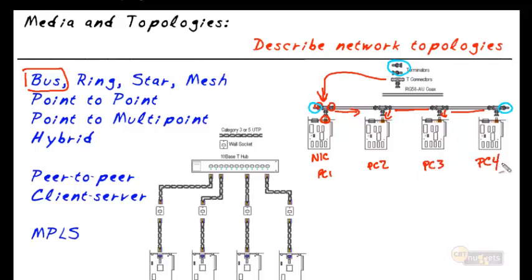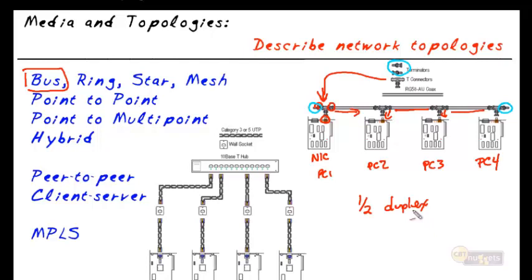Okay, so here are our PCs. Because we're sharing this common network, we're going to operate in something called half duplex. That means that only one person can speak at a time. Why? Because if two people spoke at the same exact time, their signals would run into each other and it'd be a mess. It'd be called a collision.